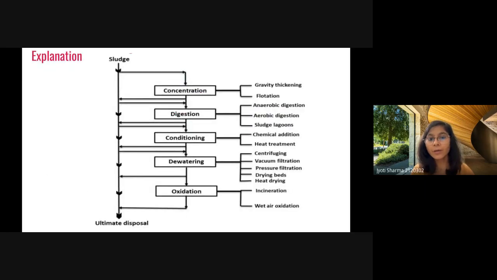Here we were talking about how to concentrate it, right? And we had just two methods, either thickening or flotation. For primary sludge, we need gravity thickening, and for flotation, we need the secondary. So incineration and everything will come under different processes. So here the answer will be gravity thickening.